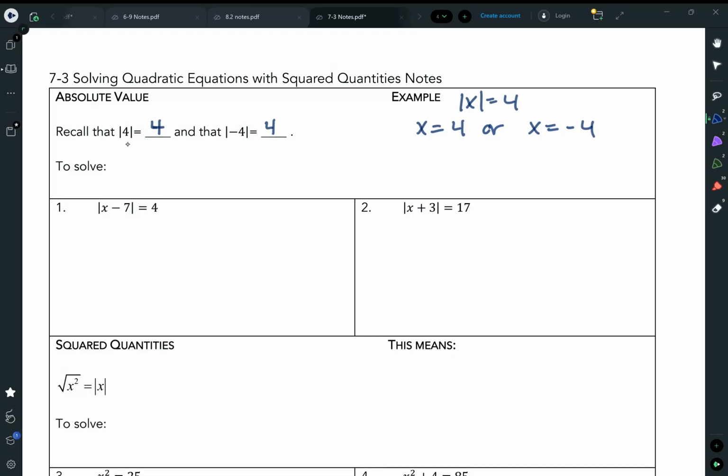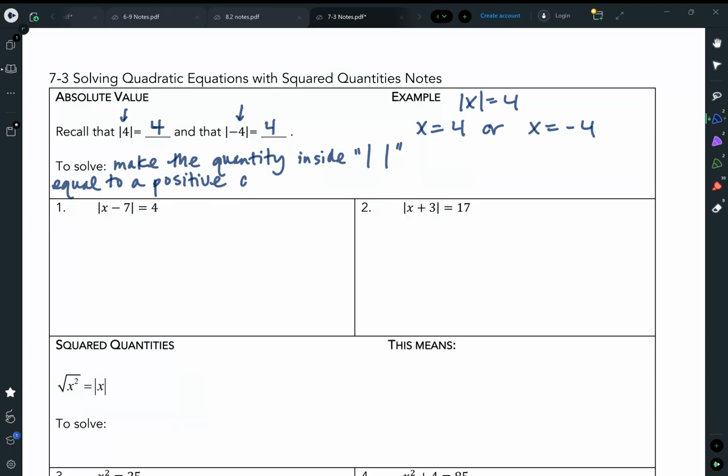And again, the reason is if I take the absolute value of 4 or negative 4, if we put those inside our absolute value signs, both times they equal a positive 4. So the way that we're solving these absolute values is we make the quantity inside our absolute value signs equal to a positive and negative value.